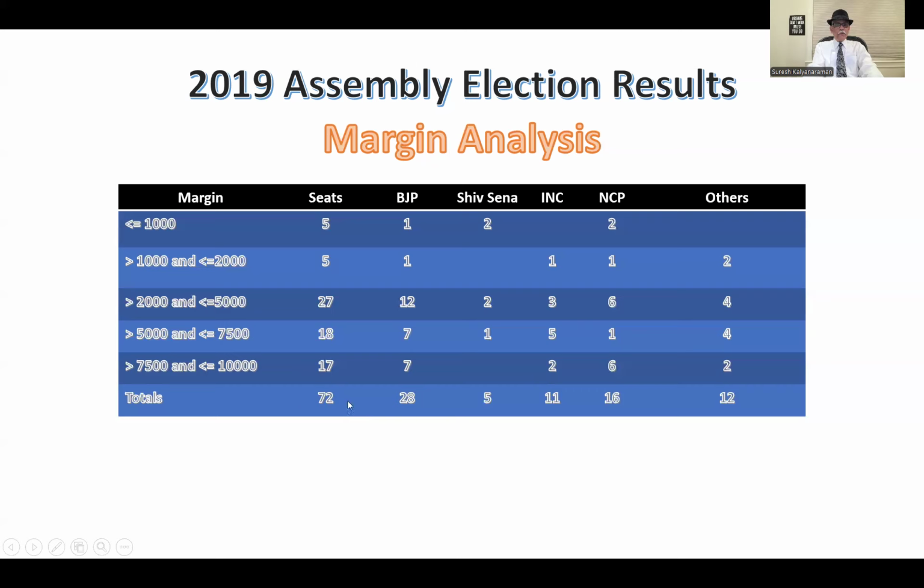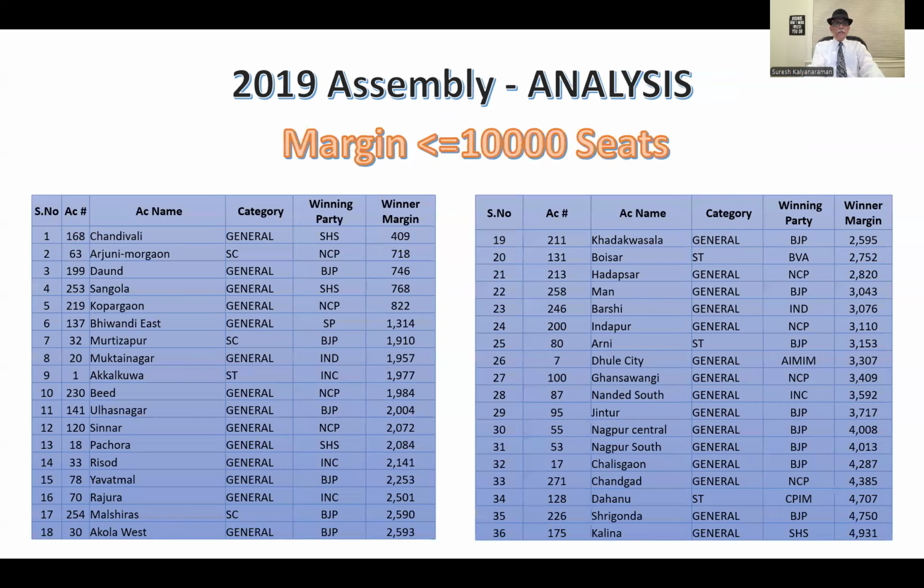So that's why we would like to look at these 72 seats in much closer detail in the subsequent episodes. But I would like to show you what are these 72 seats and what were the margin on the next slide. Moving on. So these are the 72 seats where the margin were less than or equal to 10,000 votes.